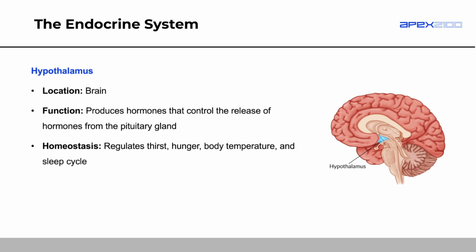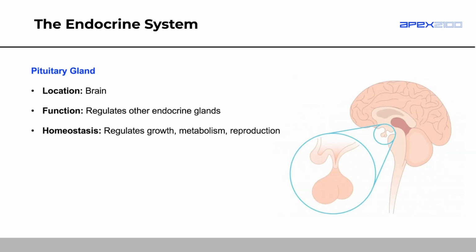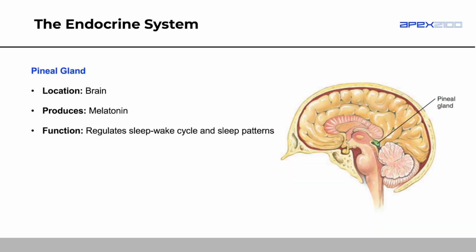So this is kind of like the master gland, but it also helps to regulate our thirst, our hunger, our body temperature, and our sleep cycle. Basically, the hypothalamus controls the pituitary gland. The pituitary gland is also in the brain, right next to the hypothalamus. And this one regulates all the other endocrine glands, but it also does regulate growth, metabolism, and reproduction itself as well.